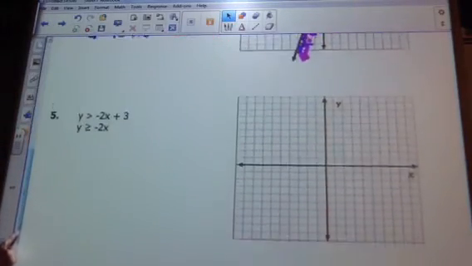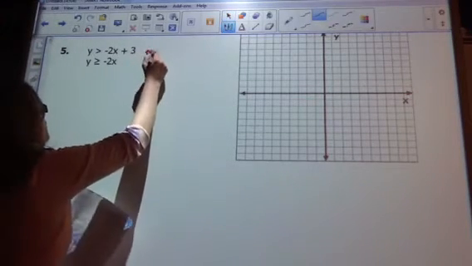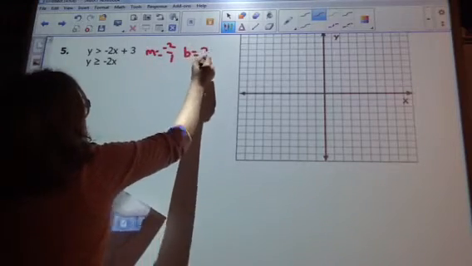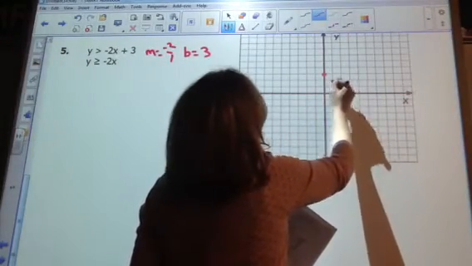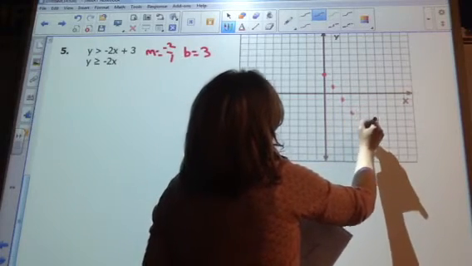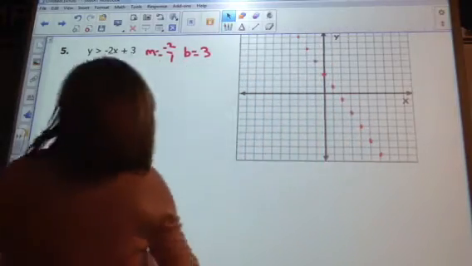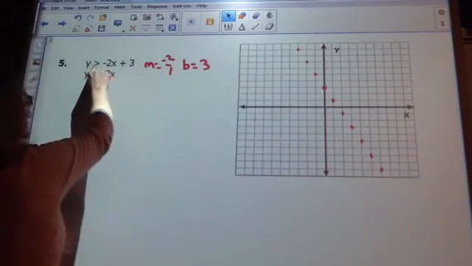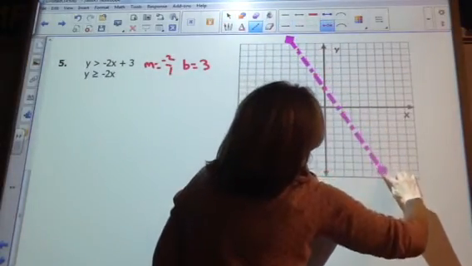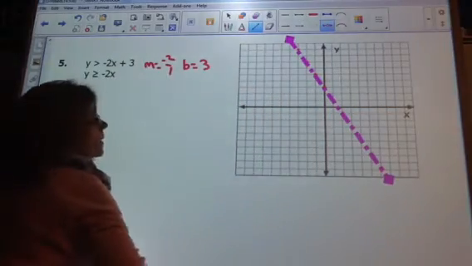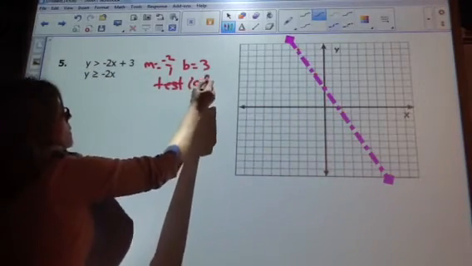Okay, we got one more. Let's go ahead and do this one together. All right, so identify your slope and your y-intercept. Okay, so we've got greater than, so we're going to have a dotted line. We need to test to see which side's our solution. I like to use the origin, so I'm going to use the origin there, which is 0, 0.